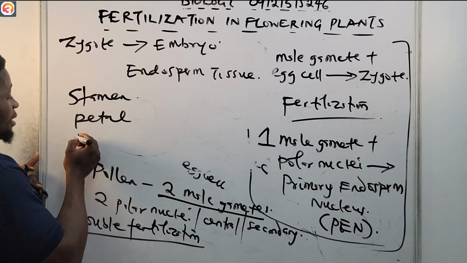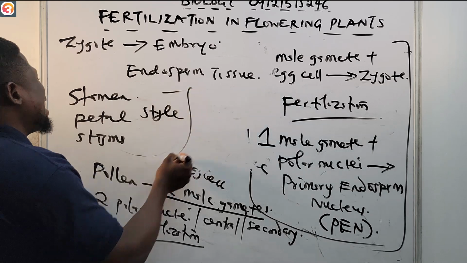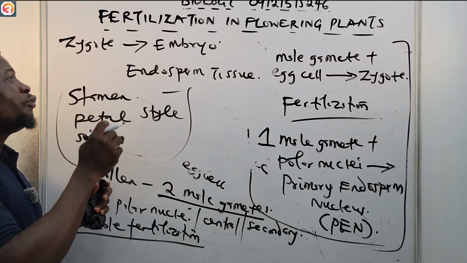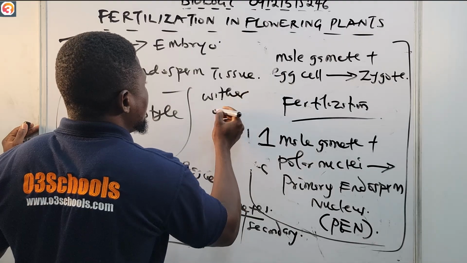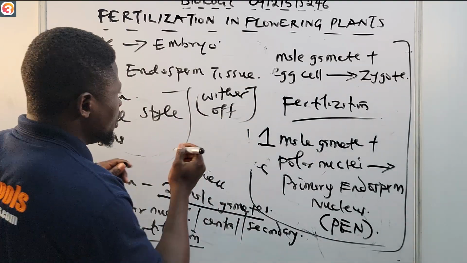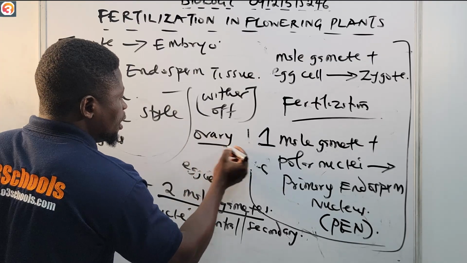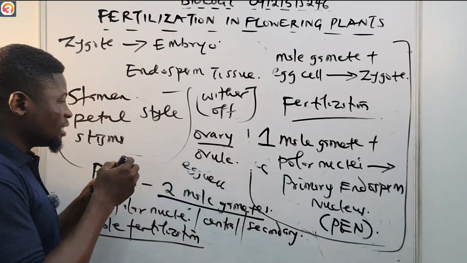Now, after fertilization, all the other parts of the flower, like the stamen, the petal, the stigma, the style, all other parts of the flower will wither off. That means they will fall off, leaving us only two things: the ovary and the ovule.